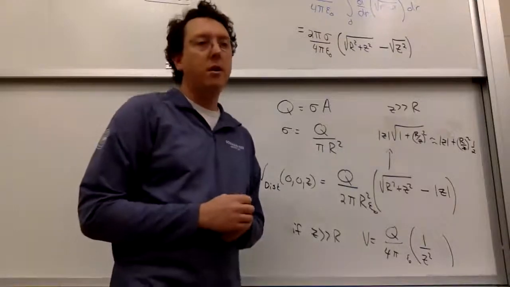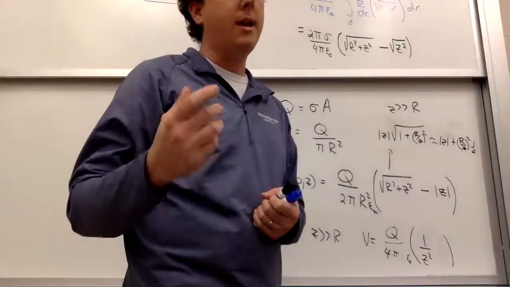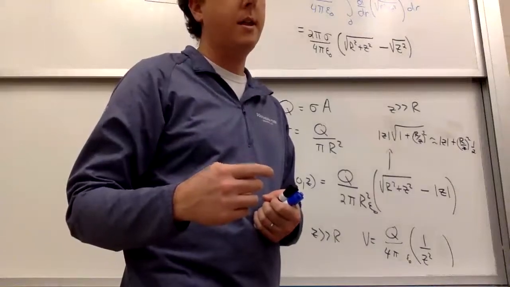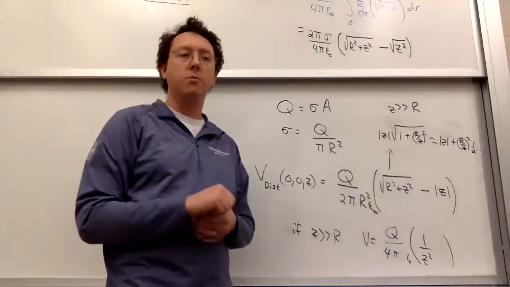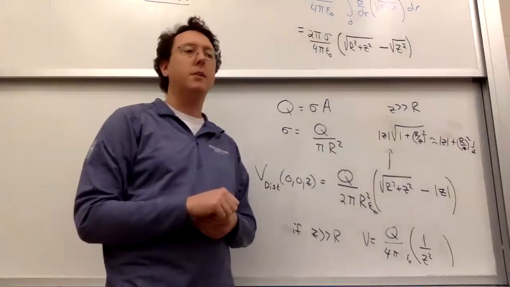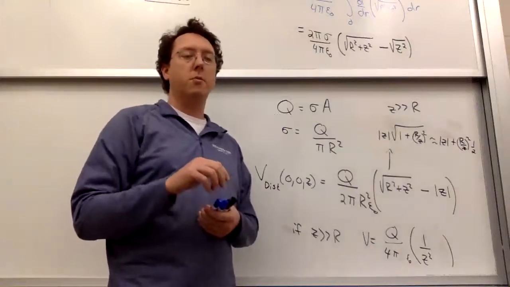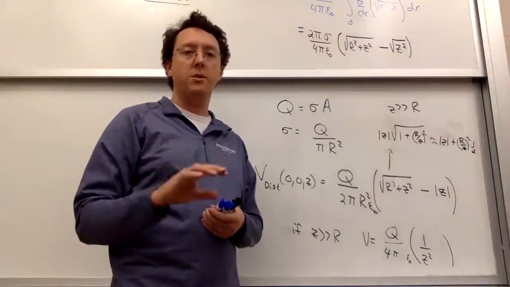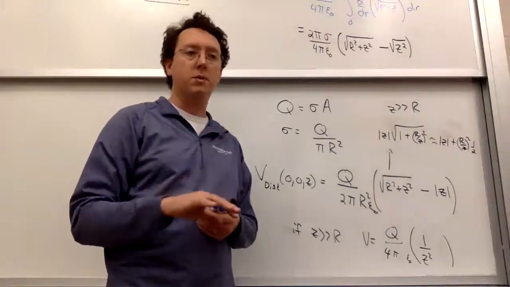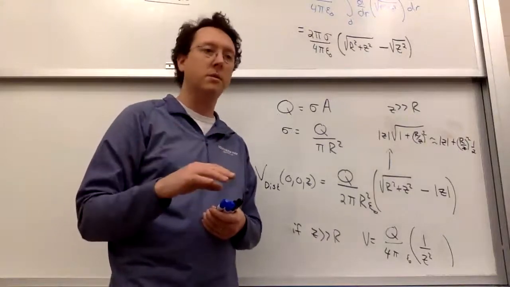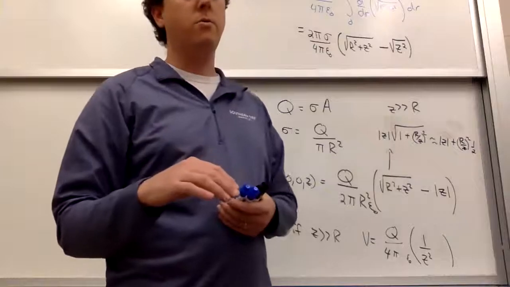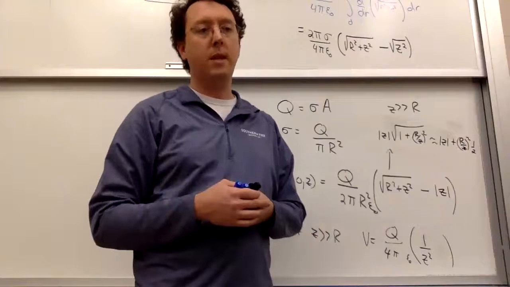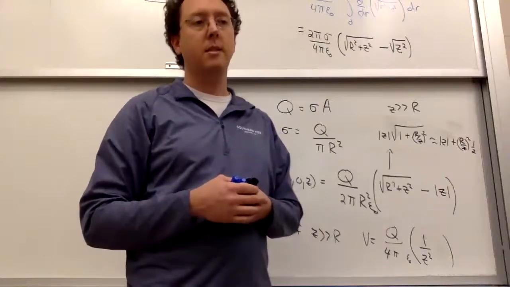Okay, so that's for a ring and a disk. And that's all we're going to calculate using the brute force method. Okay, next up, I'm going to remind you of the relationship between electric field and electric potential using gradients and integrals. And then after that, we're going to use that to calculate other configurations.